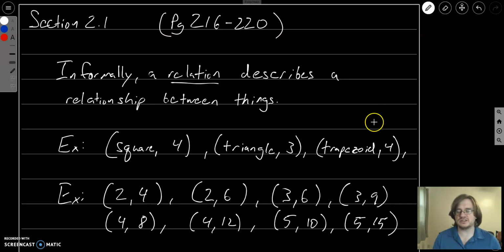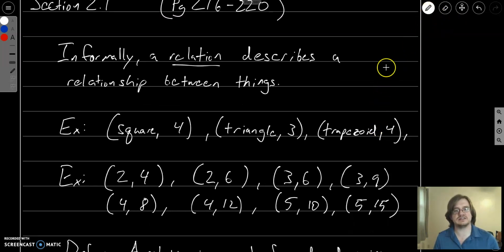And relations, informally, describe the relationship between things. Now this is quite vague, so I just want to look at a couple of examples really quick. For instance, one relation might be a relationship between a polygon and the number of sides that it has. So a square will have 4 sides, a triangle will have 3 sides, and a trapezoid will have 4 sides. And when we're describing a relation, what we normally do is we write these things in pairs.